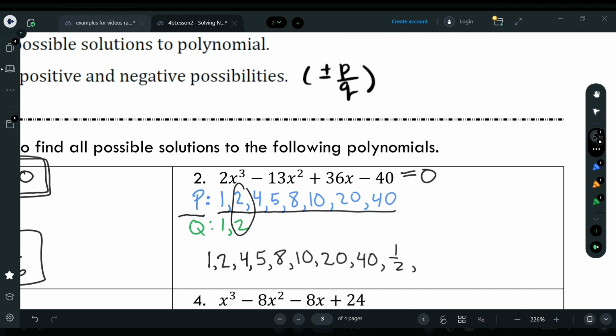Okay, now here when we go 2 over 2, 2 divided by 2 is a 1. That's already on the list, so we can skip that. 4 divided by 2 is a 2. That's already on the list, so we can skip that. 5 divided by 2, we don't have that one.